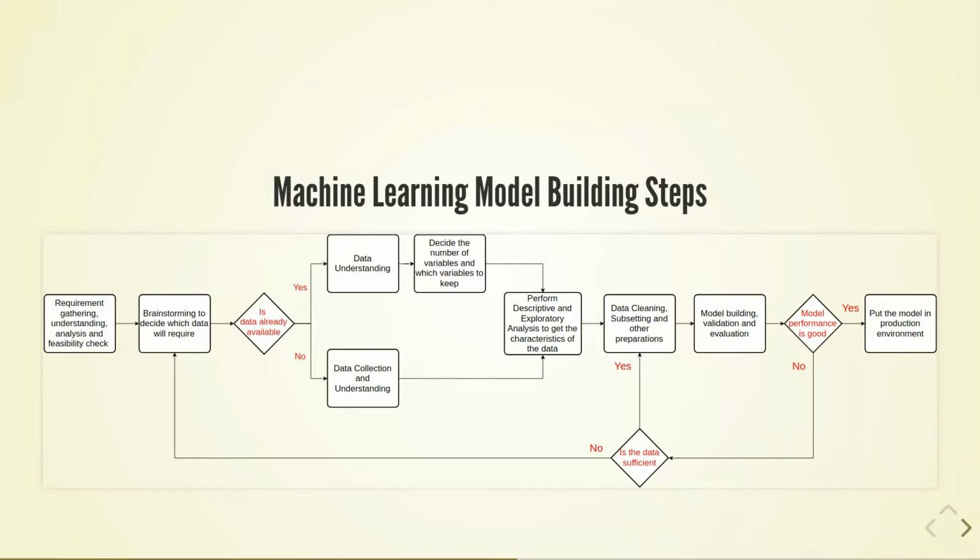If the model is working well, then put it in production. Else, if more data is required in terms of total number of observations or in terms of variables, start from step 2, that is brainstorming which kind of data will be required. And if data is sufficient, then start from step 5, that is feature reduction or feature engineering. We will cover all the steps mentioned here one by one in coming sessions.